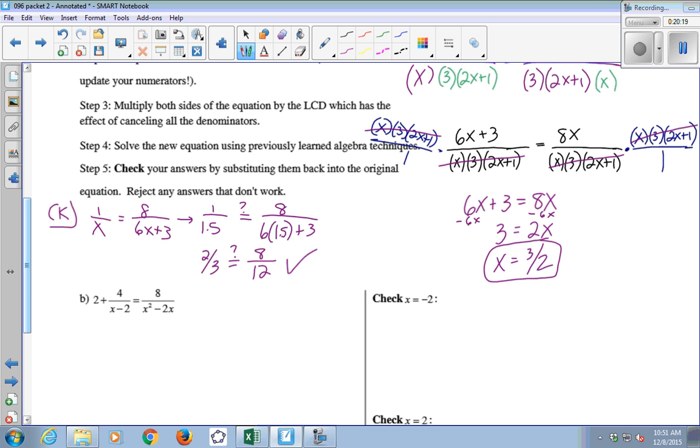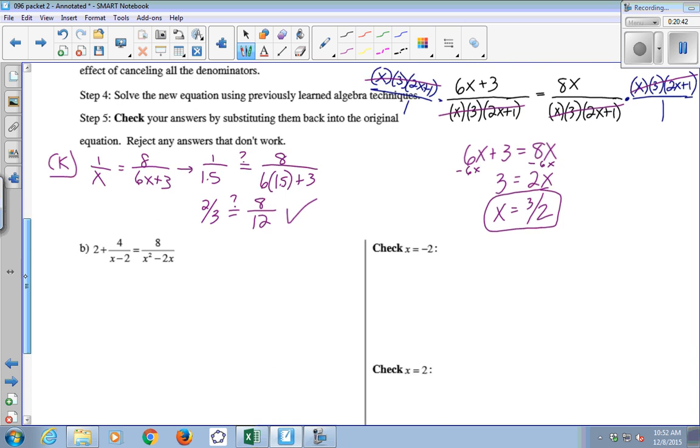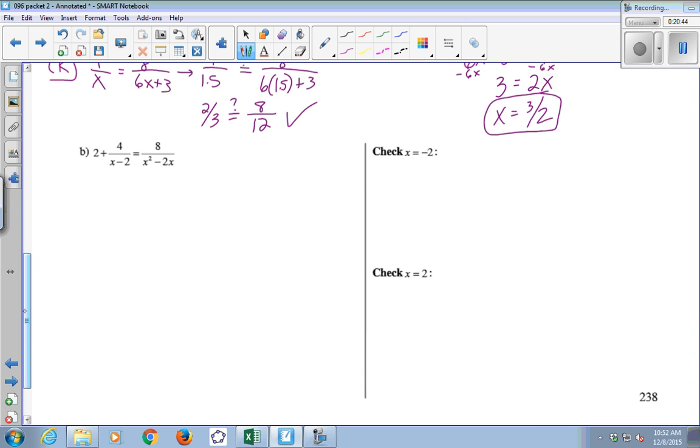Then I divided both sides by 2. So that's the basic idea. Build a common denominator, get rid of that common denominator by multiplying both sides by it. Okay. So let's do one more together. So I have 2 plus 4 over x minus 2 equals 8 over x squared minus 2x.